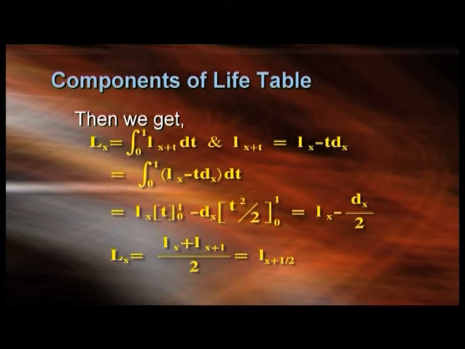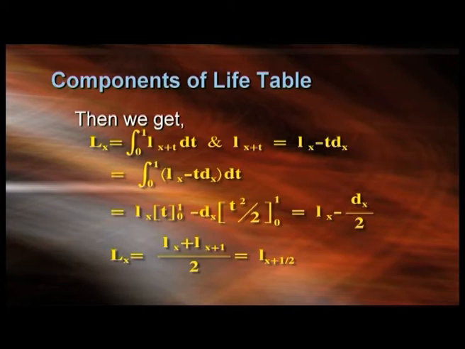and L of x plus t is equal to L of x minus t d of x. Then capital L of x is equal to the integration from 0 to 1 of (L of x minus t d of x) dt, which is equal to L of x times t evaluated from 0 to 1, minus d of x times t squared divided by 2 with limits from 0 to 1.